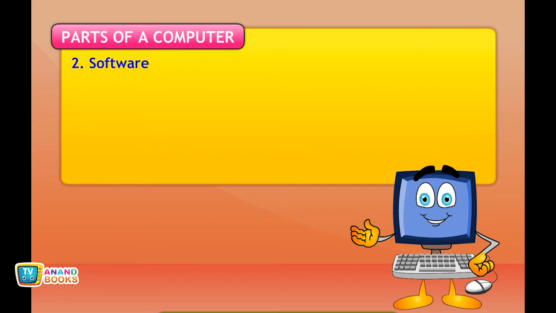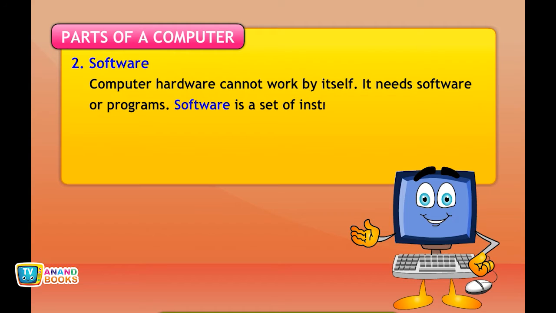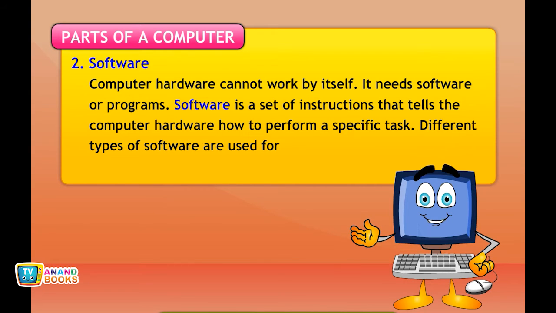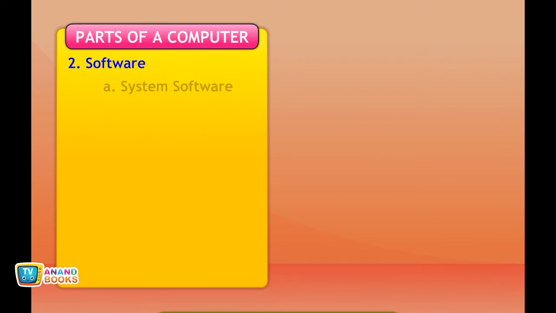2. Software. Computer hardware cannot work by itself. It needs software or programs. Software is a set of instructions that tells the computer hardware how to perform a specific task. Different types of software are used for different types of work. There are mainly two types of software.